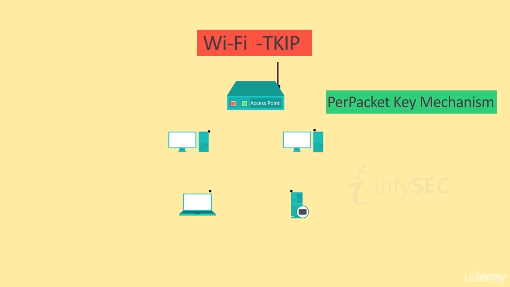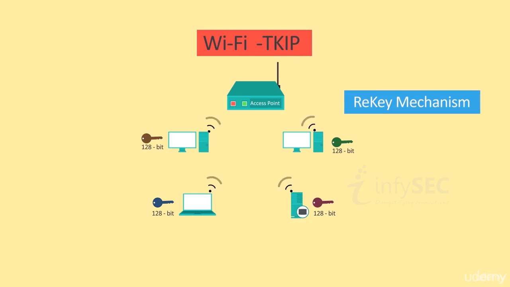TKIP employs a per-packet key mechanism to dynamically generate a new 128-bit key for each incoming packet. This avoids the same keys staying in use as they do with WEP. TKIP also provides a rekeying mechanism in which it changes the encryption key of an ongoing communication in order to limit the amount of data encrypted with the same key.